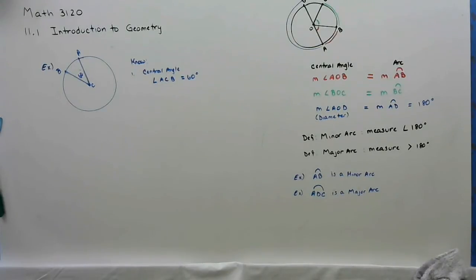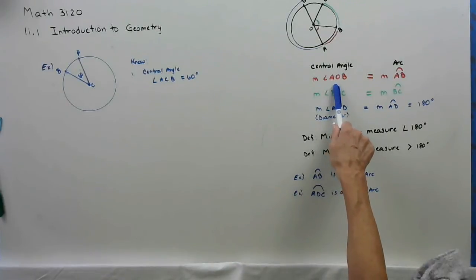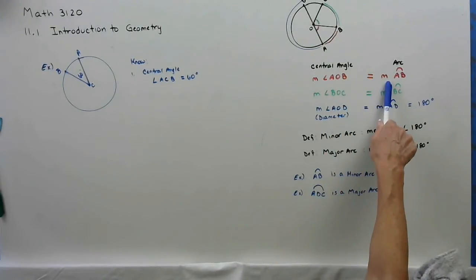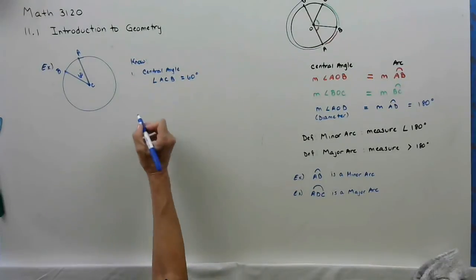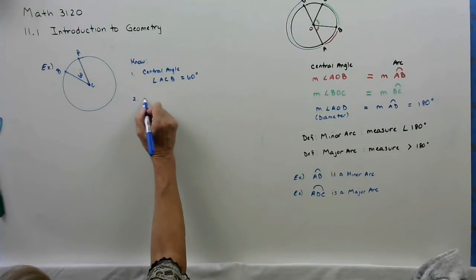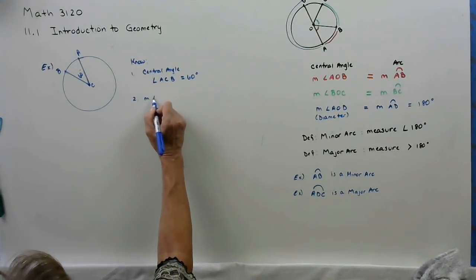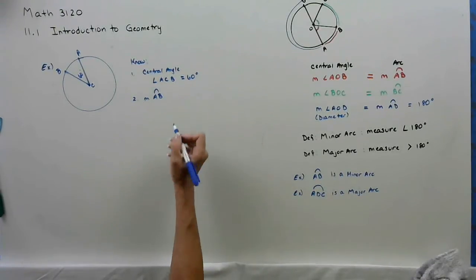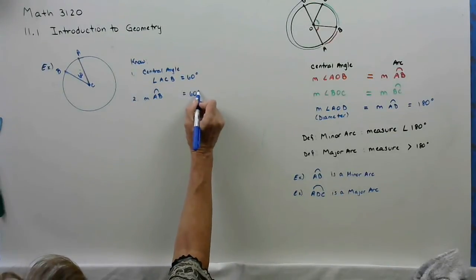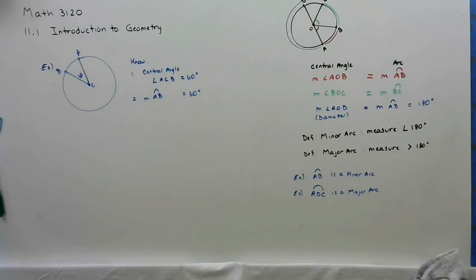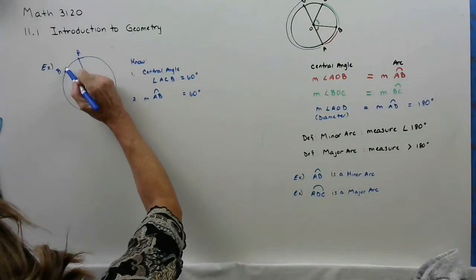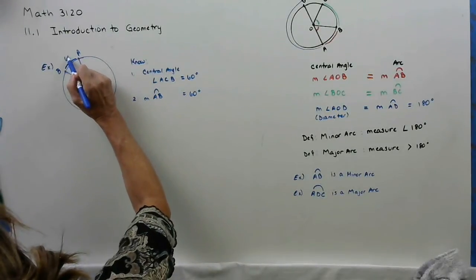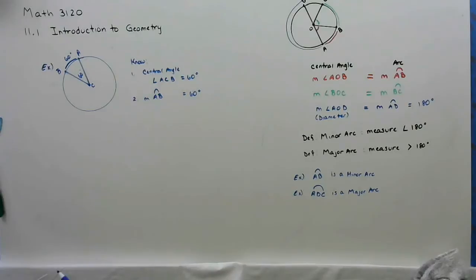But because we know the central angle is 60, and if we have a central angle, it's the same measurement as the arc that it spans, we now know that the measurement of the arc created from A to B is also 60 degrees. And remember, there's 360 degrees in any circle.